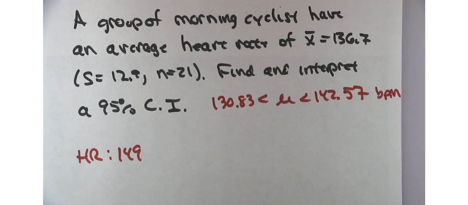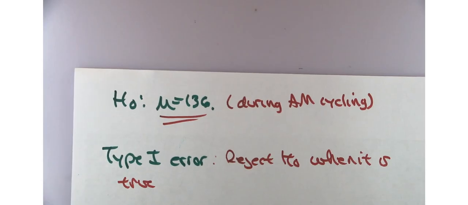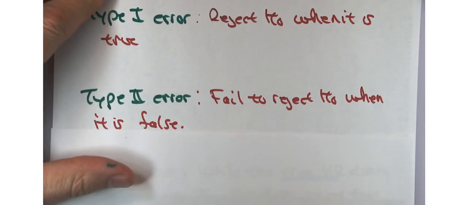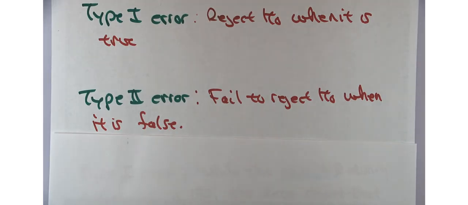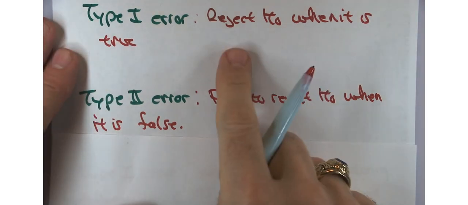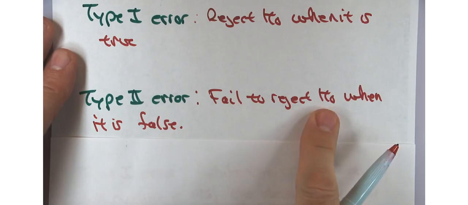Last but not least, and I'll just have to scan these in the notes and go over those with you. I also promised that I would tell you what a type 1 and type 2 error is. These are the definitions you'll see on the exam. Type 1 error is rejecting H naught when it's true. So that's an error. You shouldn't be rejecting it when it's true. Or if you fail to reject H naught when it's false.